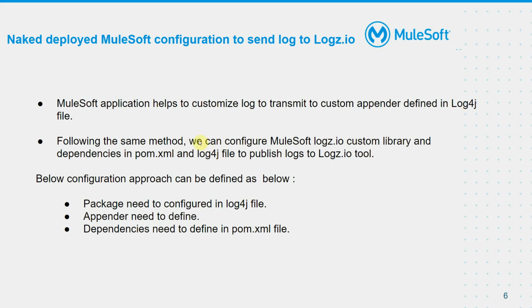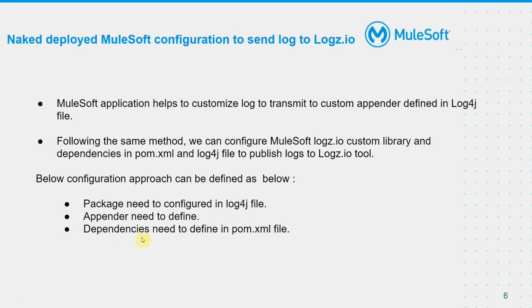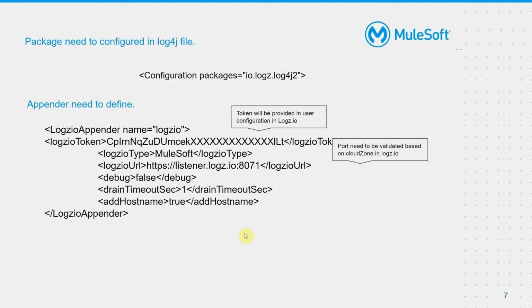In this demo we are going to discuss the packaging, the configuration needed in the Log4j appender, and the dependency that needs to be added in the pom.xml file. Here you can see that the package we have already added. This is for a naked Mule deployment; for CloudHub it is different.